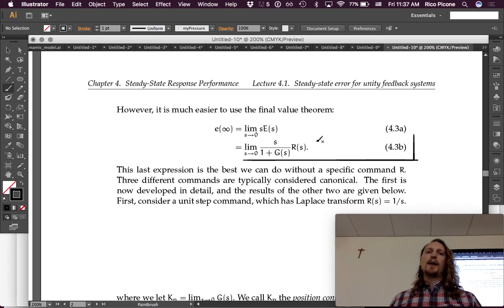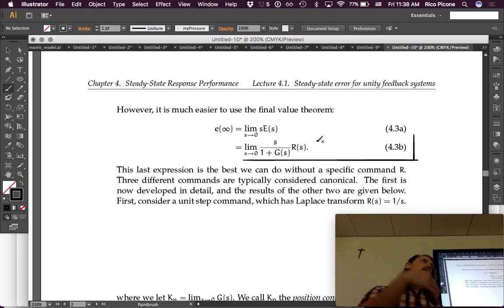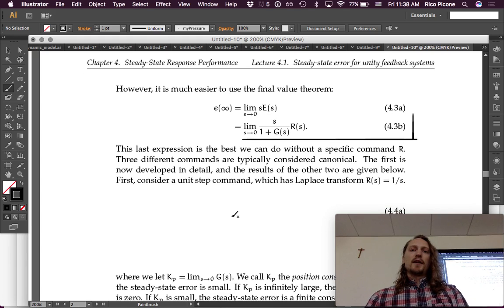Three different commands are typically considered canonical: the step input, the ramp input, and the parabolic input. There's a table on the next page, so you don't have to scribble in the margins if you like. The first is now developed in detail, and the results of the other two are given below. The derivation is very, very similar.